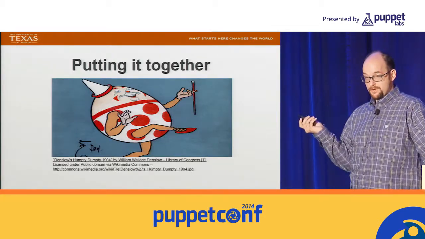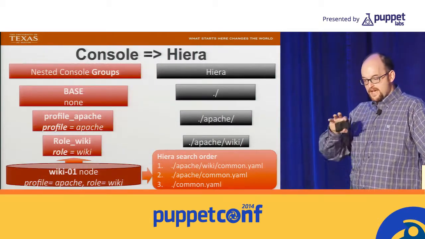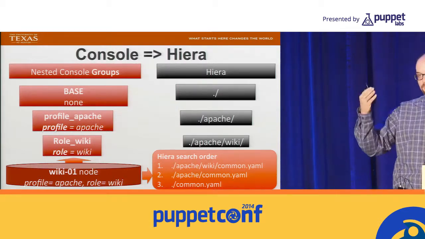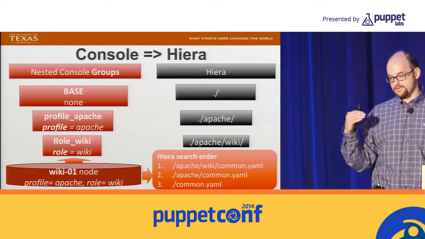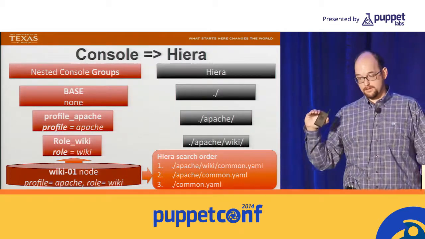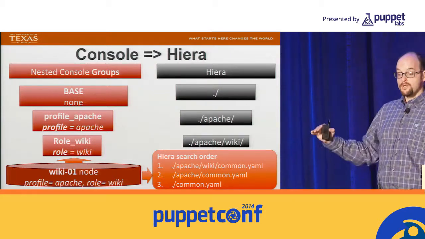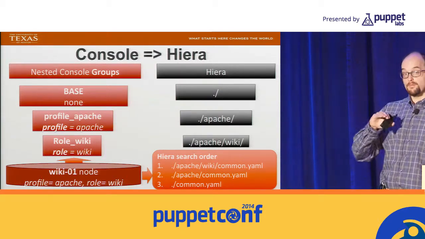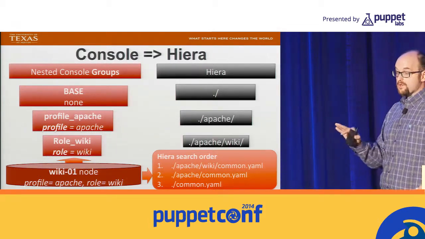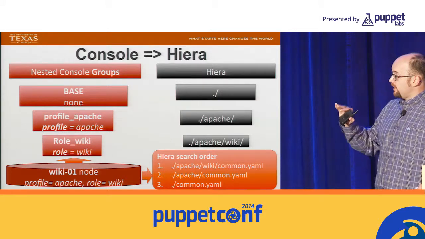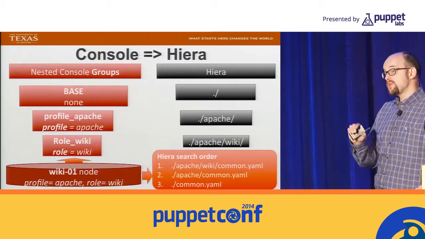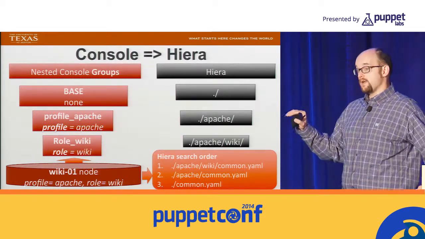And so to put all this stuff together, this is kind of how that maps out. Remember how variables combine through the different layers, right? In this case, the Apache profile is setting profile to Apache. The wiki role is setting role to wiki. And so the wiki01 node is actually getting both of those, right? So it has both a profile equals Apache and a role equals wiki. And so on the right hand, that basically works out to a search order of Apache wiki common, Apache common, and then common YAML. And so if you put a key in any of those, it will pick that up if you have the code.